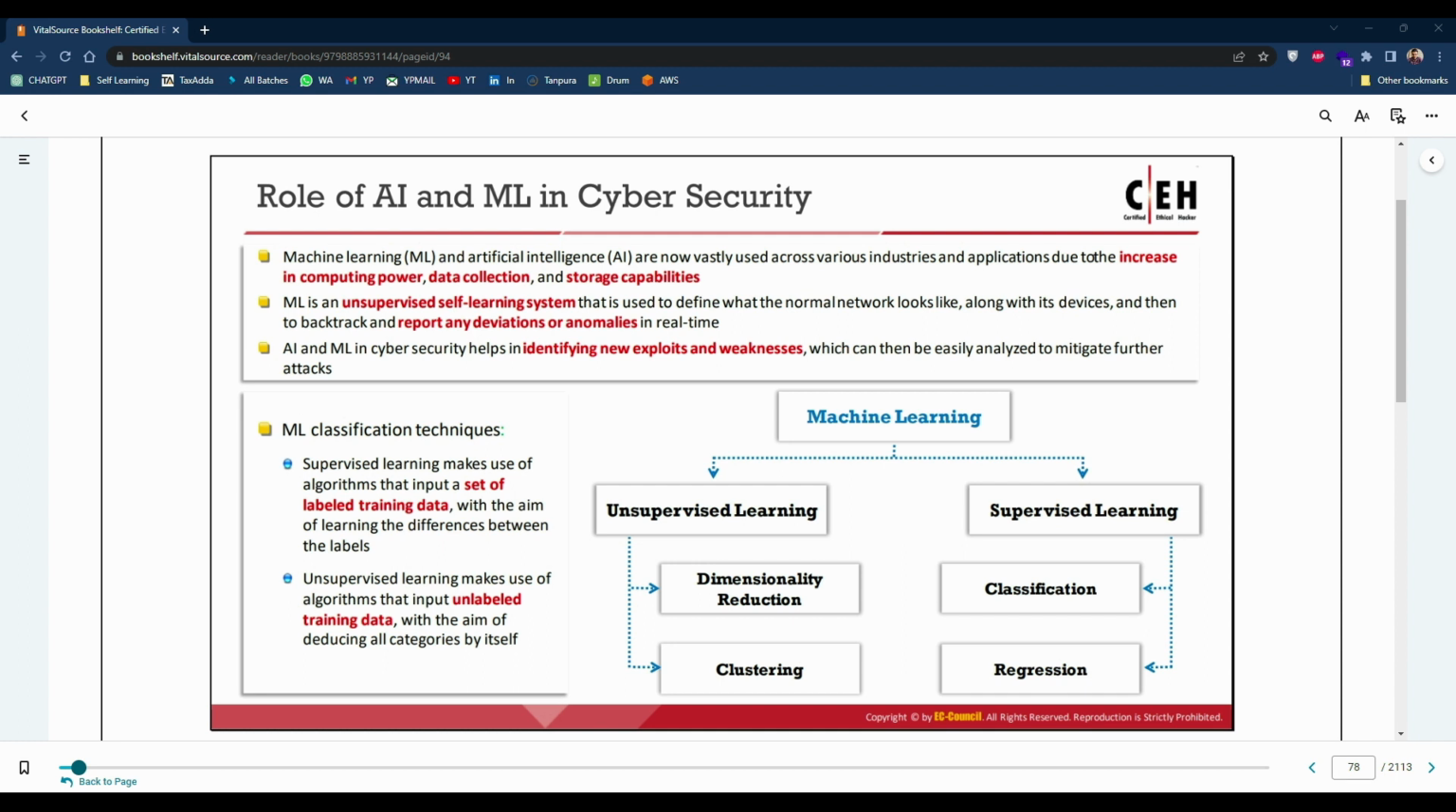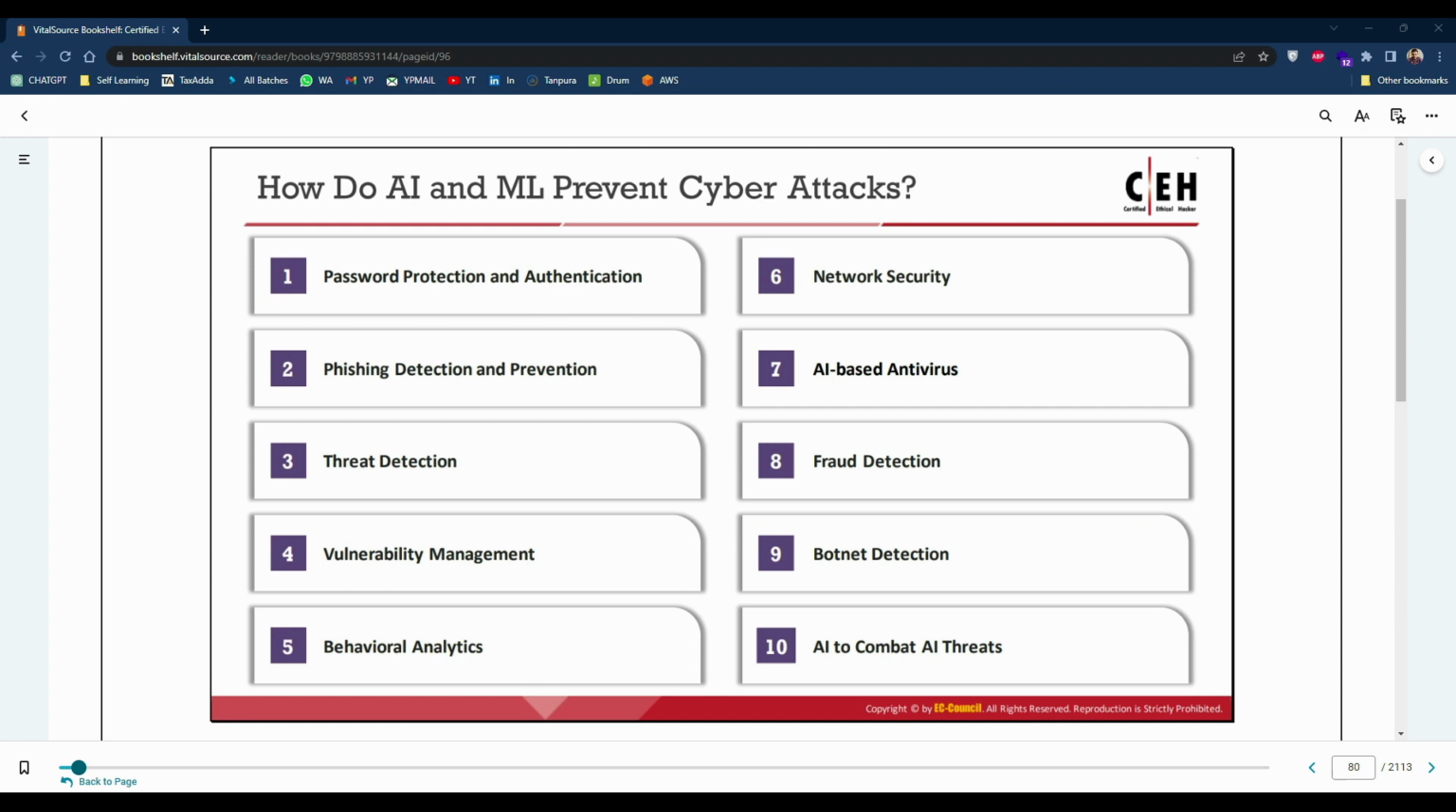But the most important question is, how do AI and ML prevent cyber attacks, right? Artificial intelligence, and with it machine learning, is an emerging technology in the field of cybersecurity. It is widely adopted by large scale industries such as automation, IT services, manufacturing, production, and finance. Artificial intelligence plays a crucial role in detecting imminent cyber threats by incorporating machine learning as a subset. There are different ways that AI and ML safeguard industries from cybersecurity attacks, like password protection and authentication, phishing detection and prevention, threat detection, vulnerability management, behavioral analytics, network security, AI-based antivirus, fraud detection, botnet detection, and AI to combat AI threats.